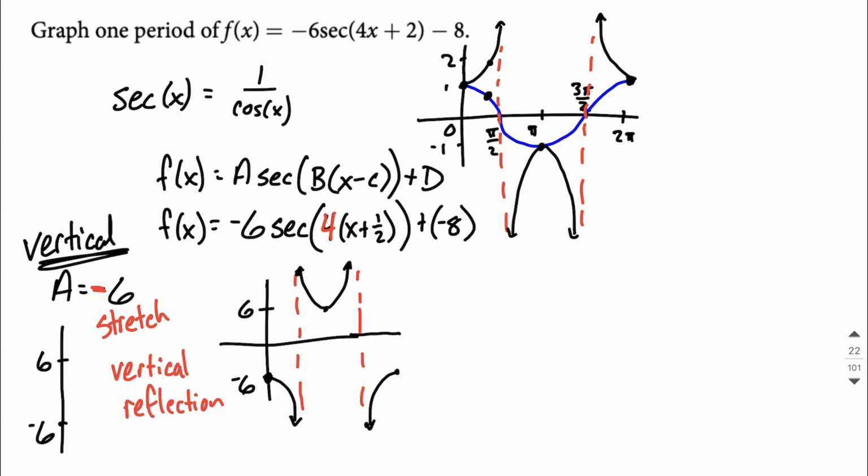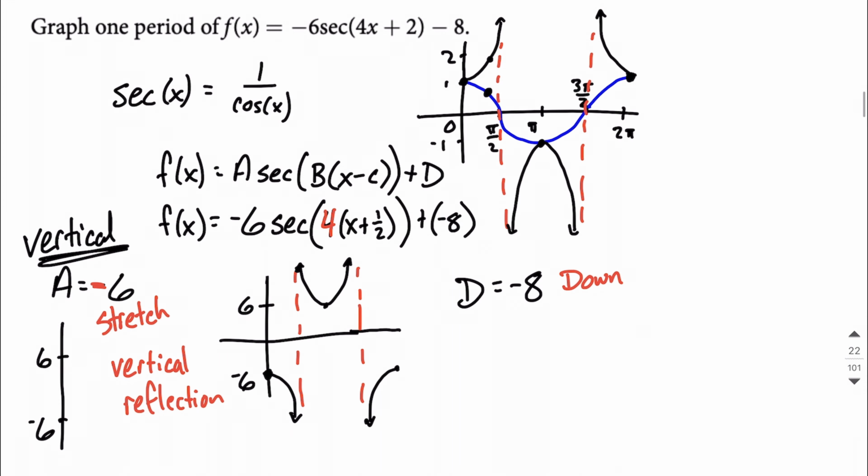Now, the other component that's going to affect us vertically is going to be that d is going to be -8. Because 8 has been subtracted from the entire function, what this is going to do is move everything down 8 units. Okay, so vertical movement, we've moved everything down 8 units. That's going to affect all of these values on our y-axis.